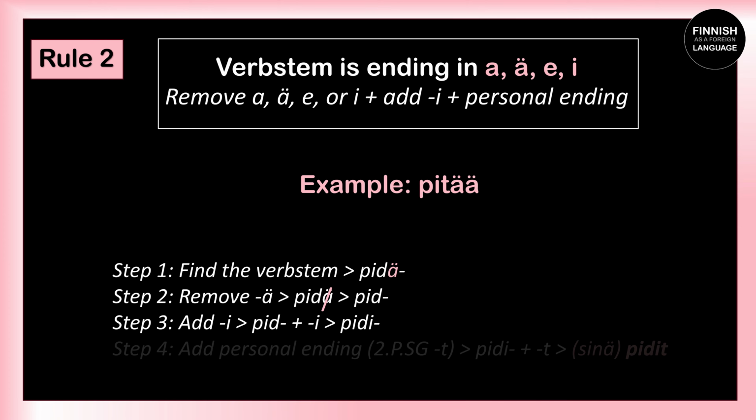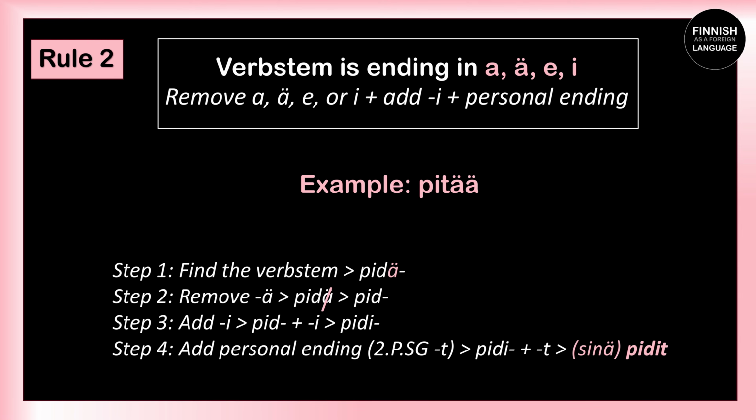So that means we have pidä plus i is pidi. Then in our last step again we add the personal ending. Now let's say we want to form the second person singular. So that means we have to add t to it. So we have pidi plus t is pidit. Sinä pidit means you held.